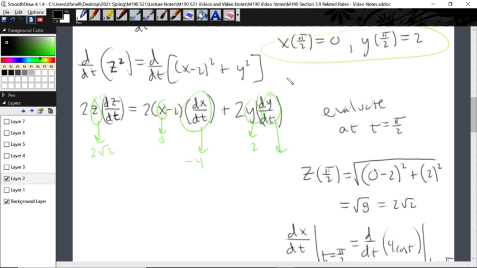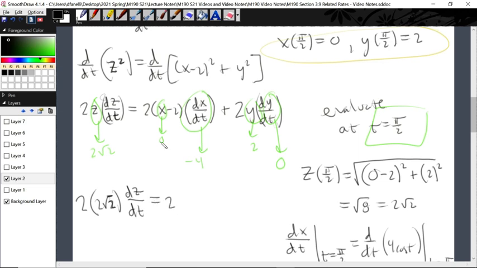So dy/dt, when t is equal to pi over 2, is equal to 0. Okay, so here's our equation now. We could have canceled out this 2 by dividing everything by 2, but here's what we had. We had 2 times z, where z is 2 root 2. We evaluated it after we took the derivative. That's when we evaluated z. So we get 2 times 2 root 2 times dz/dt. Remember, that's what we're trying to solve for here for the answer to this question.